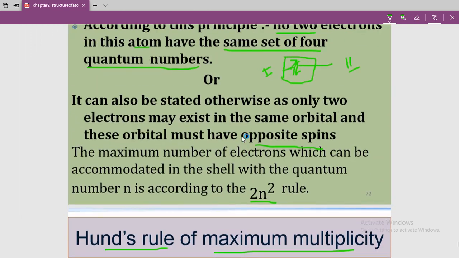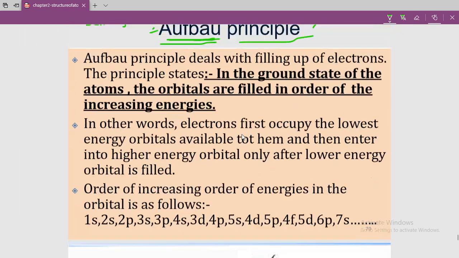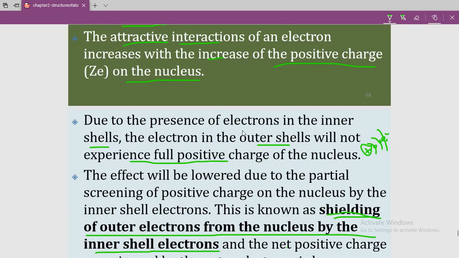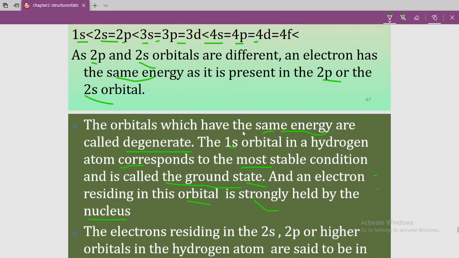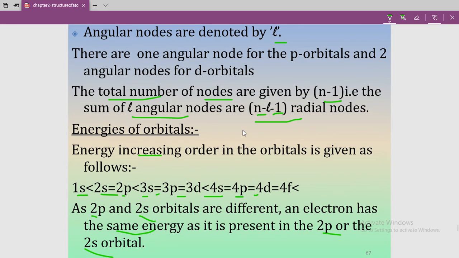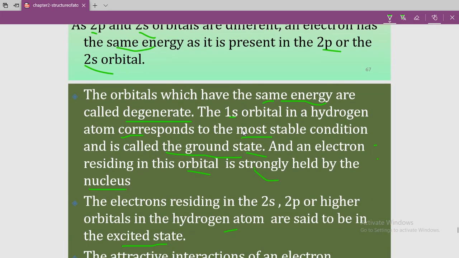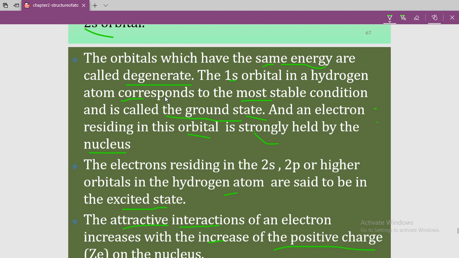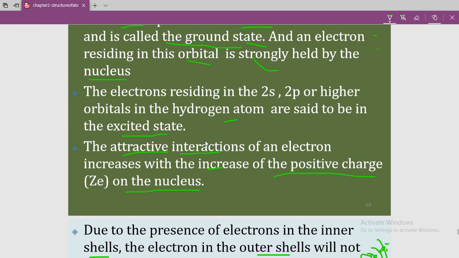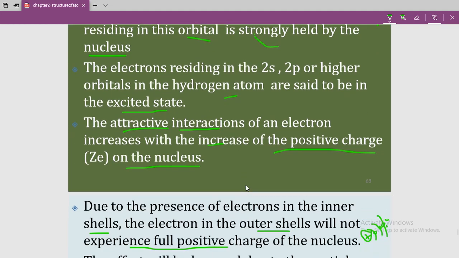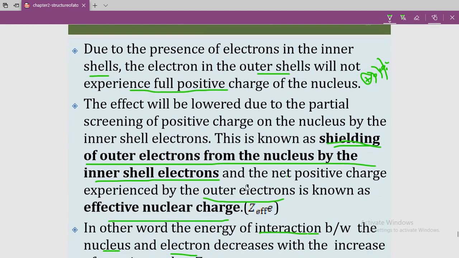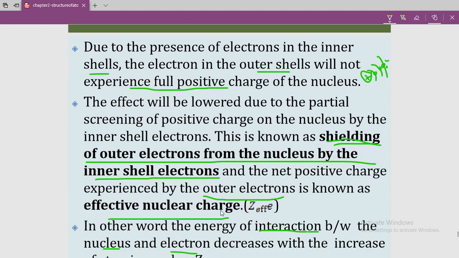Once again I will summarize today's topic also. What we have learned here: we have learned about the shape of orbital and energy of the orbitals, nodal points and degenerate orbitals, and ground state, excited state. Okay, and effective nuclear charge. It is the net positive charge experienced by the outer electron in the outermost shell.